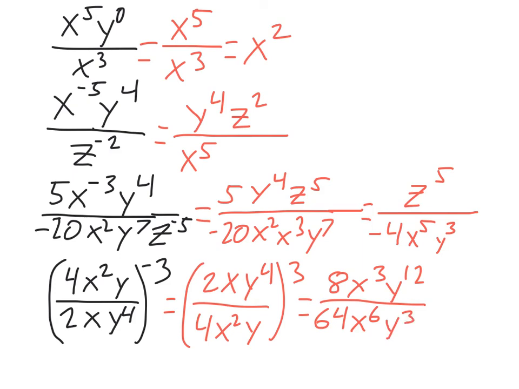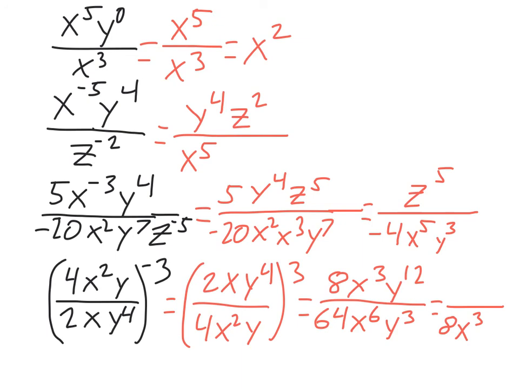Then we simplify what we can. 8 over 64, both of those can divide by 8, and that would become 1 over 8. So again, you don't have to put the 1 on top because there's going to be other stuff there. Then x cubed over x to the 6th, subtract the exponents, gives you x to the negative 3, so that means it goes down bottom, x to the third.